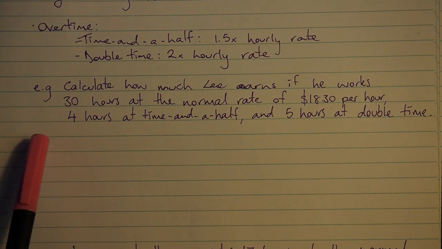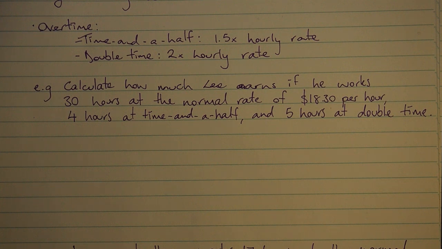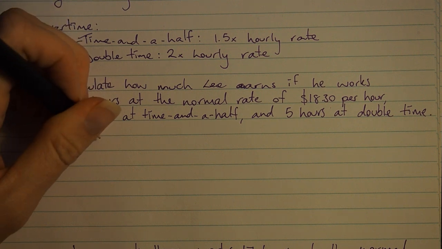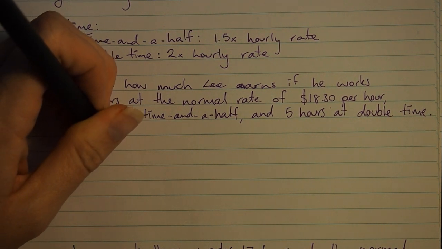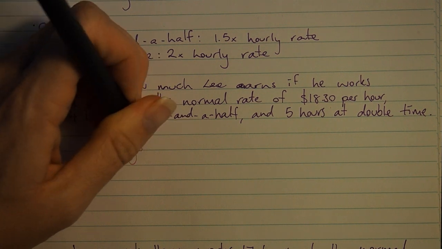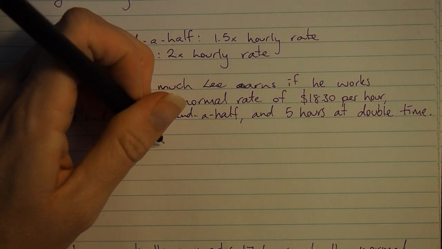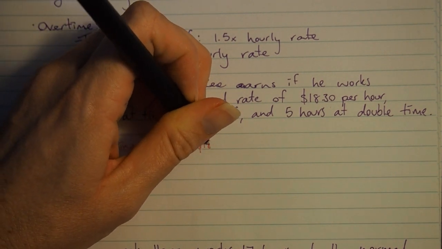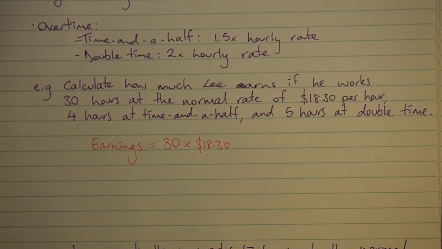All right, so we're told Lee works 30 hours at the normal hourly rate of $18.30. So remember, in our solution, we always outline what it is we're finding, and we are finding this time his earnings, and they are equal to 30 hours multiplied by $18.30. Now, it's up to you whether you want to put the dollar sign in there. I've done that just to illustrate where that number has come from. All right, that's our hourly rate. You're not going to get penalized for doing it. You're not going to get penalized for not doing it.